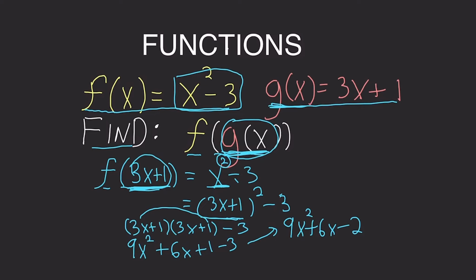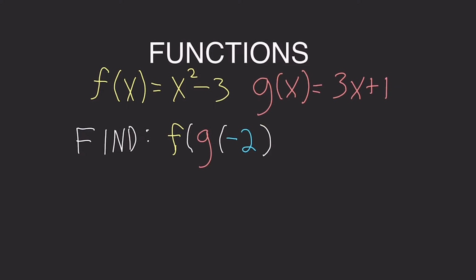Taking the same f of x and g of x, this time they'll ask you to find g of, and instead of saying just x, they have a number here. Now we're still working from the inner function out. When it says g of negative 2, this means we're going to look at the g formula up here, the function, and that function is 3x plus 1.